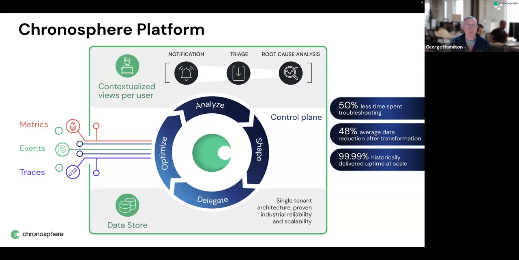The founders of the company learned how to do industrial, highly performant, highly available storage from building M3 at Uber. So we've proven to scale that to 2 billion data points per second. And we do all this, again, using open source standards. All the ins and outs of the platform use open source standards, from ingestion to querying to dashboarding and alerting.